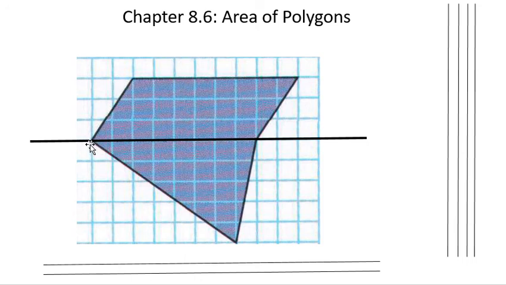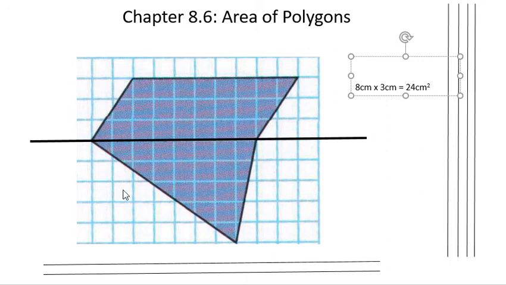So let's count our base. 1, 2, 3, 4, 5, 6, 7, 8. The base is 8. The height is 3. So if we insert our text box, we have an area for the parallelogram of 8 times 3, or 24 centimeters squared.